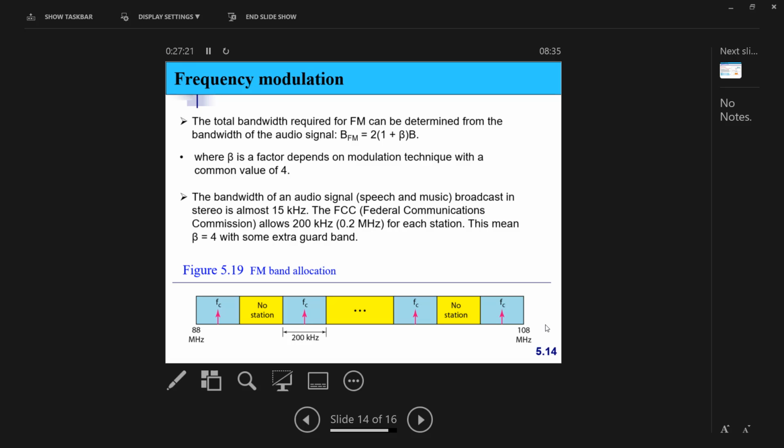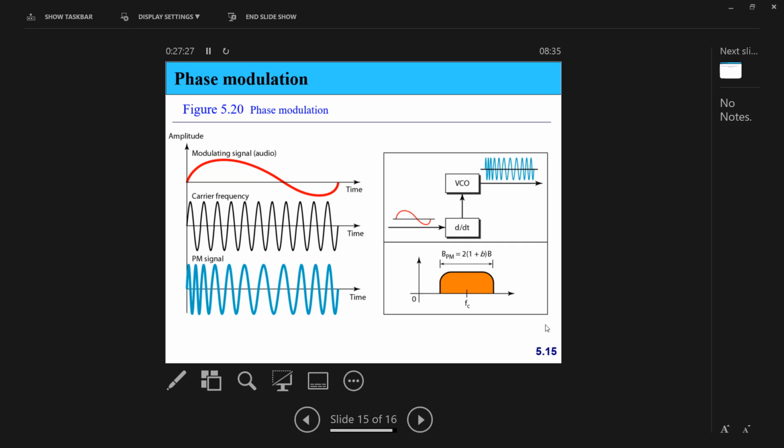Okay, any question? Last one is the phase modulation. Phase modulation, the same idea, but now I will change the phase of the signal according to the input data. And for the implementation, I will generate an input signal and pass it through a differentiator to generate the phase, not the amplitude now. And the output of this differentiator will be passed through the voltage controlled oscillator. So now I will change the phase of the signal instead of the frequency.